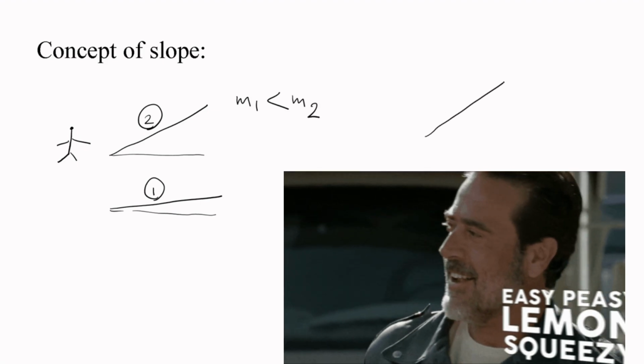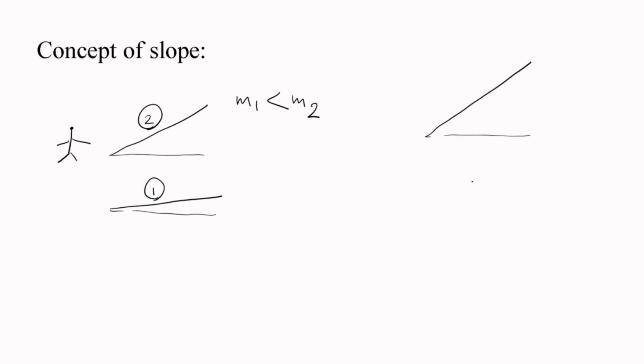Another example, there are 2 routes for you. This is the first one and this is the second one. Which one do you prefer to pass? Which one is easier for you? As you definitely know, it's understandable from your real life, right? You would choose the path number 2. So I can write m2 is less than m1. A slope of the line 2 is less than the slope of the line 1.